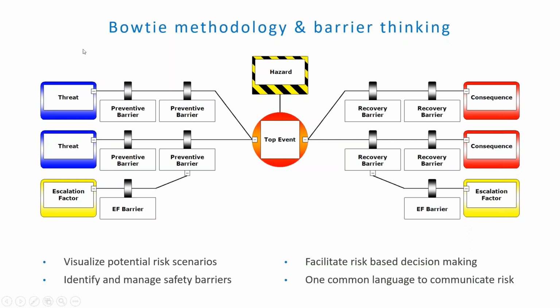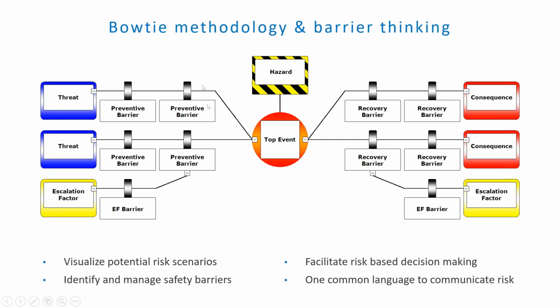The third element would be the threats. And threats are actually the causes that will lead to your top event. On the right-hand side, you have the consequences. And the consequences are the negative outcomes that you're trying to prevent from happening. This is where the barriers come in, and the barriers are, of course, the things that are going to prevent this chain of events from happening.